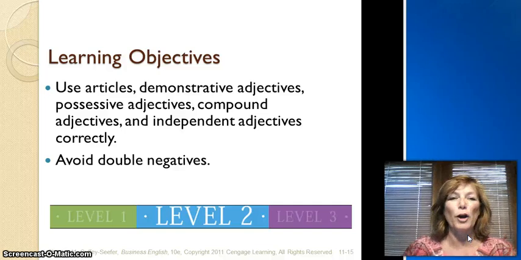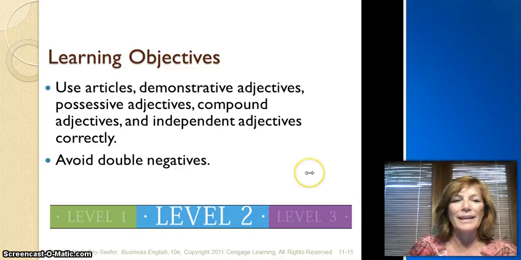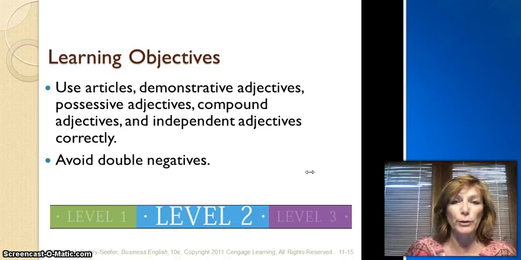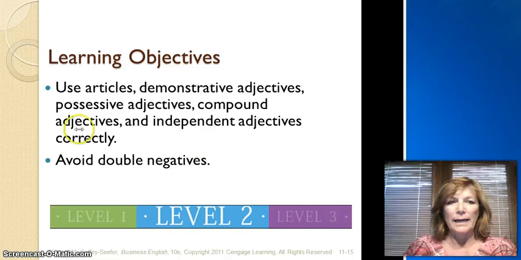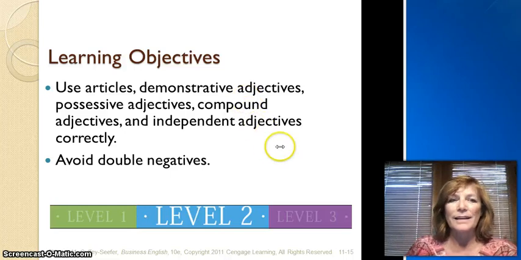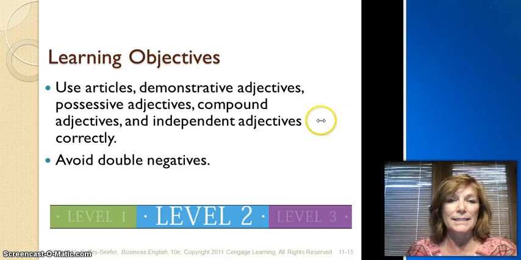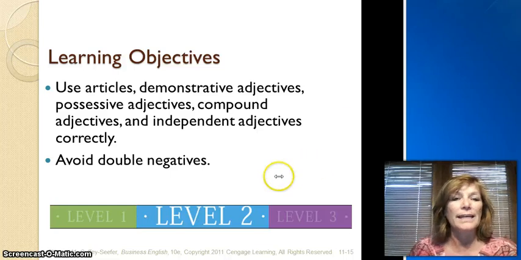Hi, this is part 2 of chapter 11, and we're going to continue our discussion about adjectives and adverbs. In this section, we're going to talk about articles, which are actually classified as adjectives. Those are a, the, and an. We're going to talk about demonstrative adjectives, possessive adjectives, compound adjectives, and how to use them correctly, and then how to avoid double negatives.